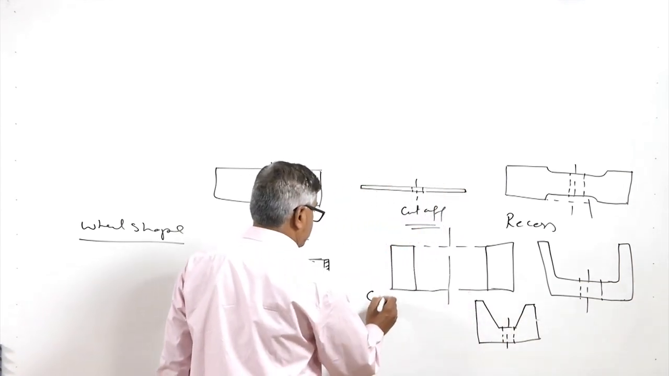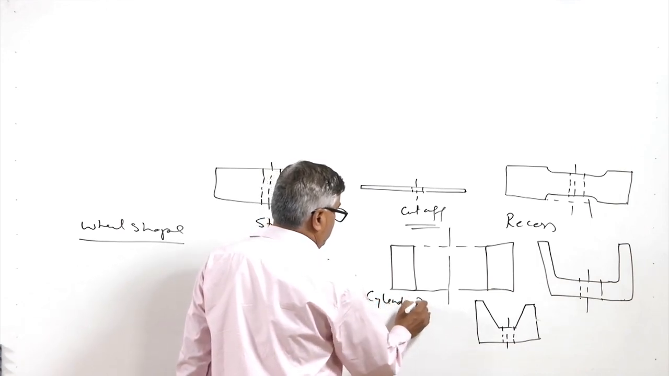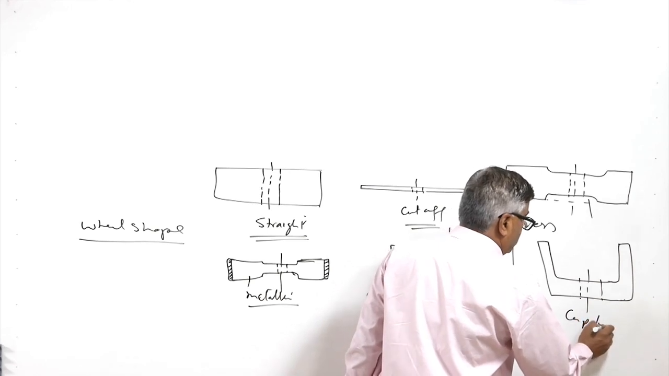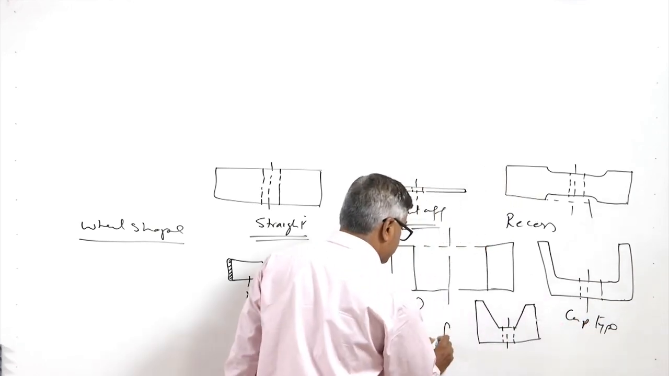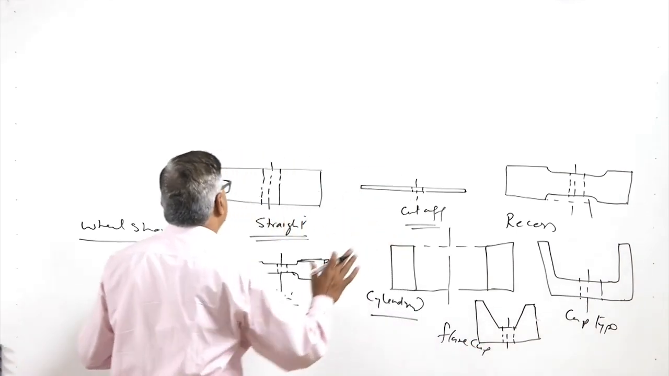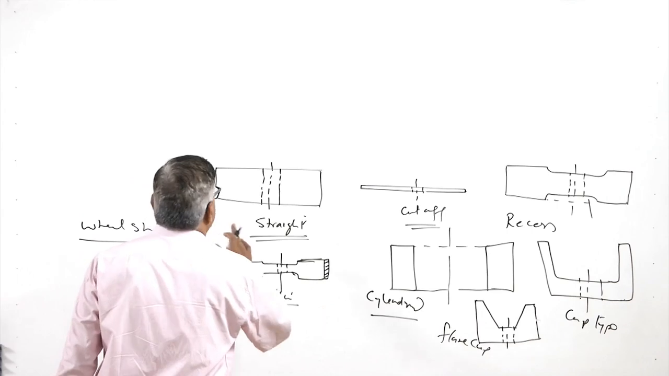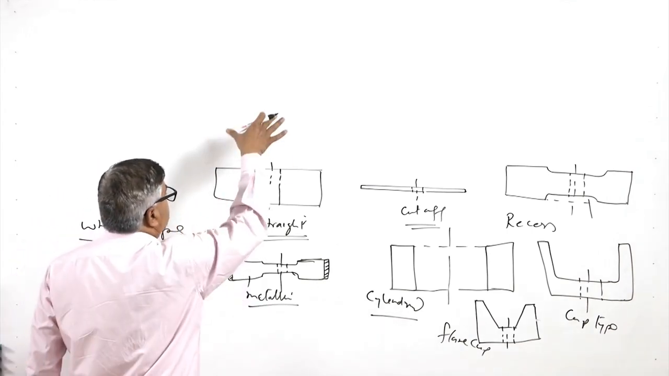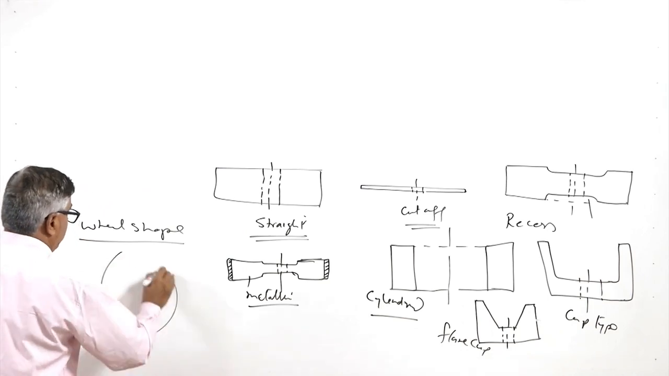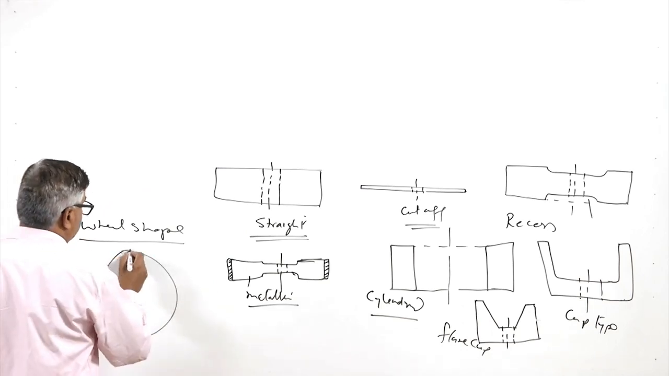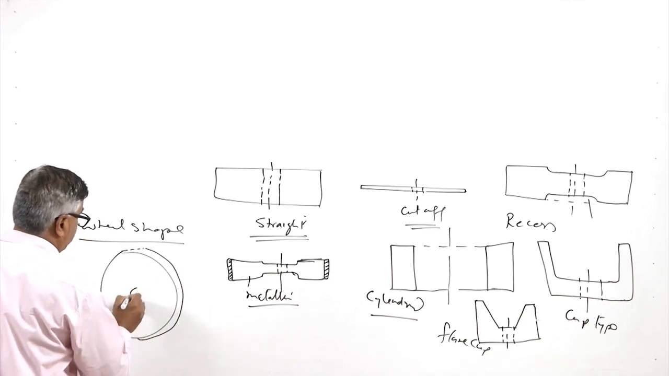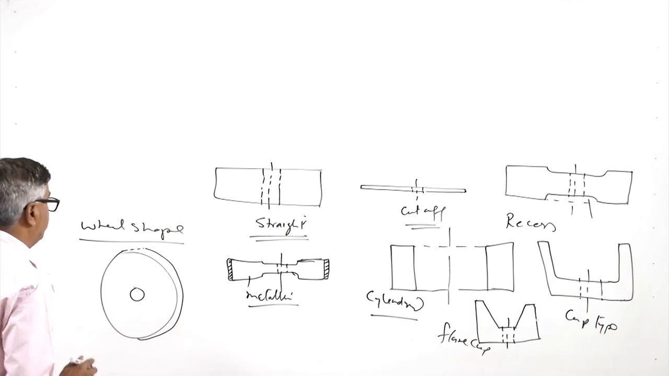So, this is cylindrical grinding wheel, this is a cup type, and this is flare cup type of grinding wheel. So, if we see these grinding wheels, like say this is the top view. Any grinding wheel will have certain thickness in this manner, and there will be one hole at the center for mounting purpose.